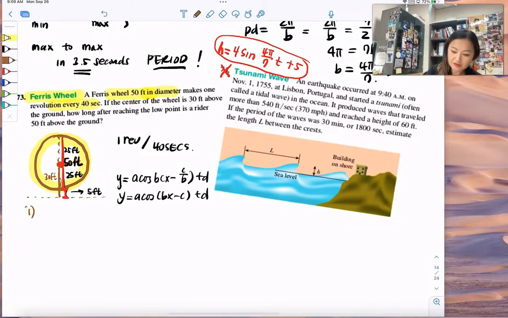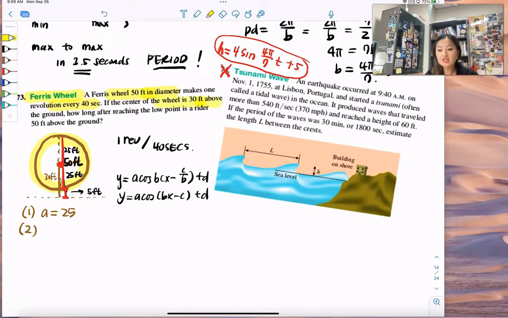First of all, let's do the easy parts first. What's the amplitude? Yeah, amplitude is 25. Do you understand why it's 25? Think about why it's 25. Okay. You know what we should do? We should do this part.